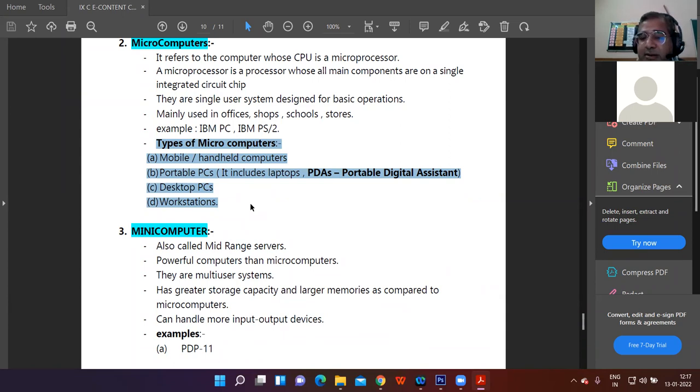Okay, clear? So what is the full form of PDA? Personal Digital Assistant.